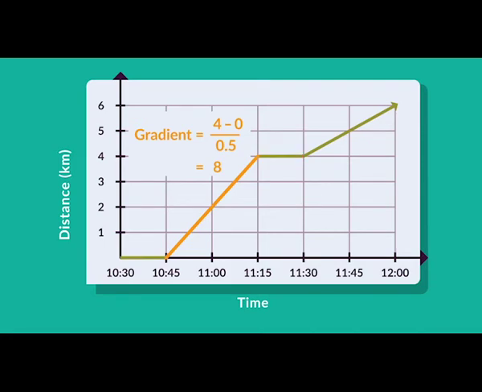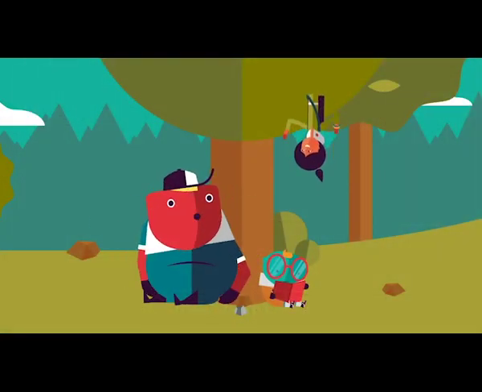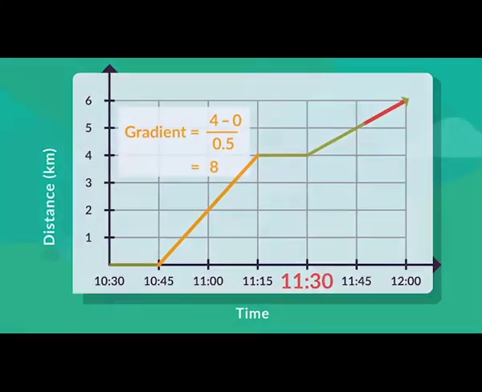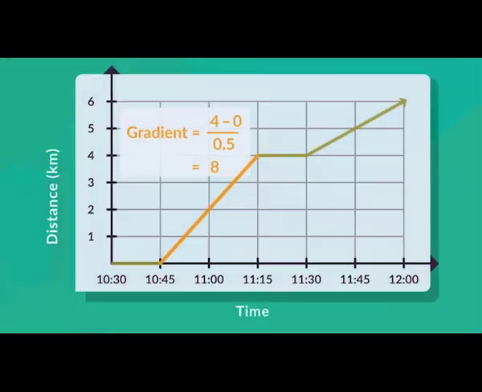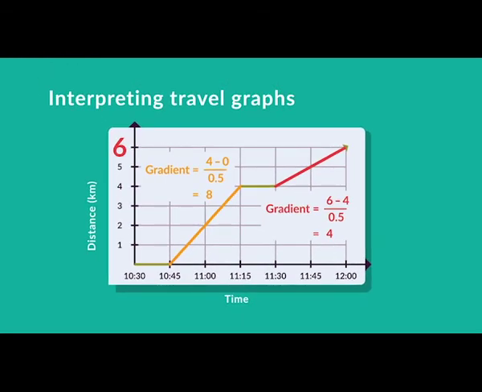Then, for the next 15 minutes, there is no change in distance. Our hikers are taking a break. At 11:30, the hikers start off again. For the next 30 minutes, they cover another 2 kilometers. You can see that the graph is less steep here. Their rate of travel is slower. The gradient is 4 and their speed is 4 kilometers an hour. At the end of the hike, they have covered a total of 6 kilometers.